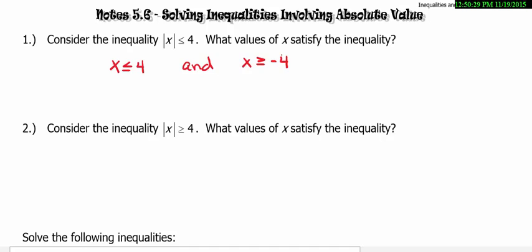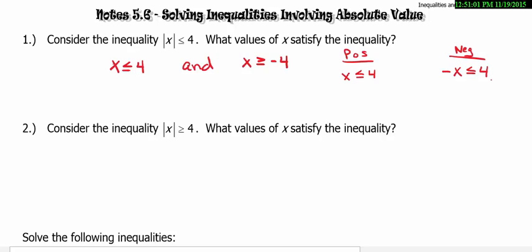Now, how do I come up with these? Well, first of all, you know that you have two cases because of the absolute value, just like with equations. We're going to have our positive case, we're going to have our negative case. With the positive case, we know we have x is less than or equal to 4. Drop the bars, x is less than or equal to 4. In the negative case, let's look at it slightly different than how we did with equations. We have a negative x less than or equal to 4.